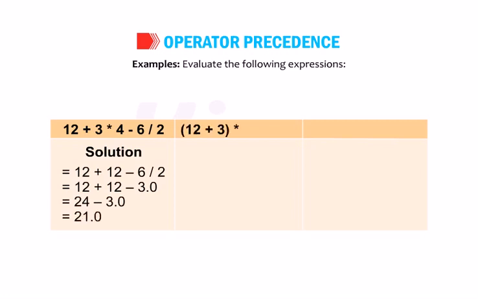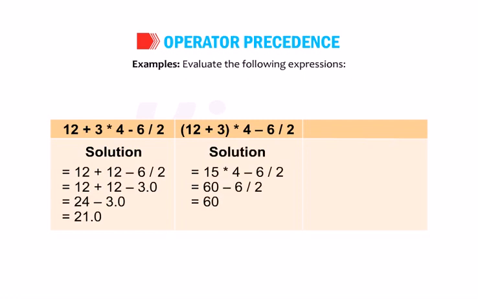12 plus 3 into 4 minus 6 divided by 2. Solution: equals 15 into 4 minus 6 divided by 2. That is equal to 60 minus 6 divided by 2, which is equal to 60 minus 3.0. That is equal to 57.0.